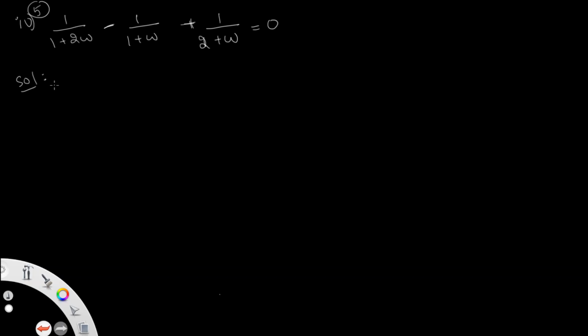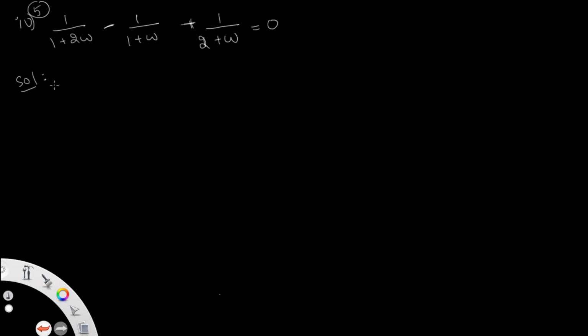Fifth bit, fourth problem, sixth problem. Fourth problem: 1 by 1 plus 2 omega minus 1 by 1 plus omega plus 1 by 2 plus omega becomes 0. So, the same thing: 1, omega, omega square are cube roots of unity.